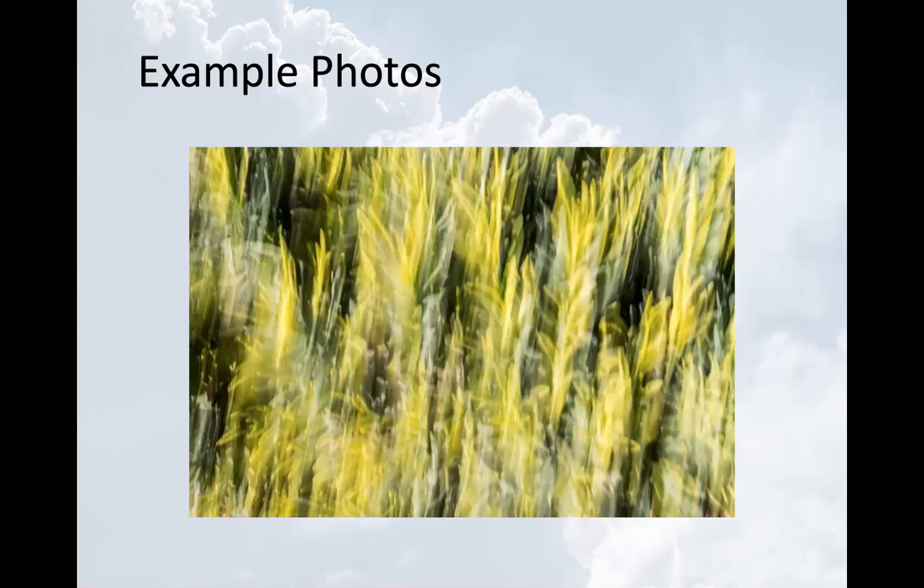Intentional camera movement. I took some photographs of heather, and I moved the camera up and down while I was taking it, and I got this effect. It's like flames, I think. Yes, it's the heather. You can see the leaves on it, but it looks more like flames to me. That was the effect I wanted to get.